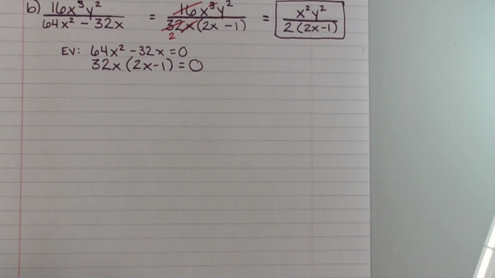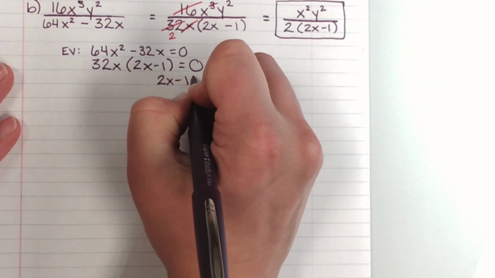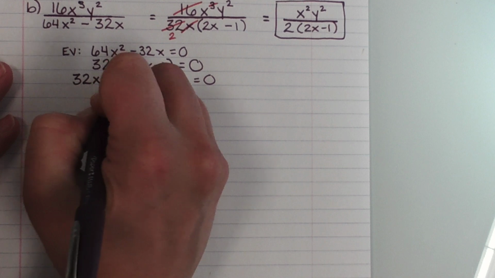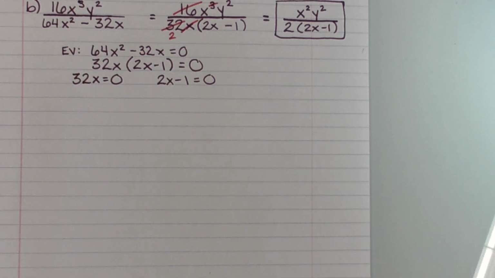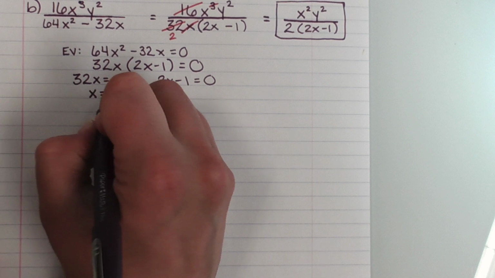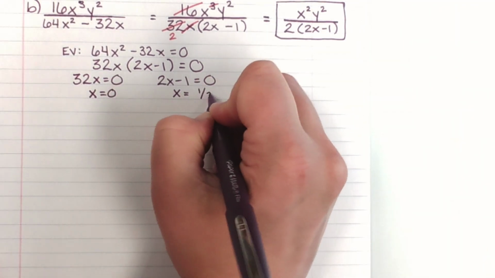And how do I solve that, though? Put this up in parentheses equal to 0 and 32x equal to 0. Yes. Far too often people leave the 32x off. You can't. It still has the possibility of being equal to 0. Solve for x, x equals 0. Solve for x, x equals 1/2.